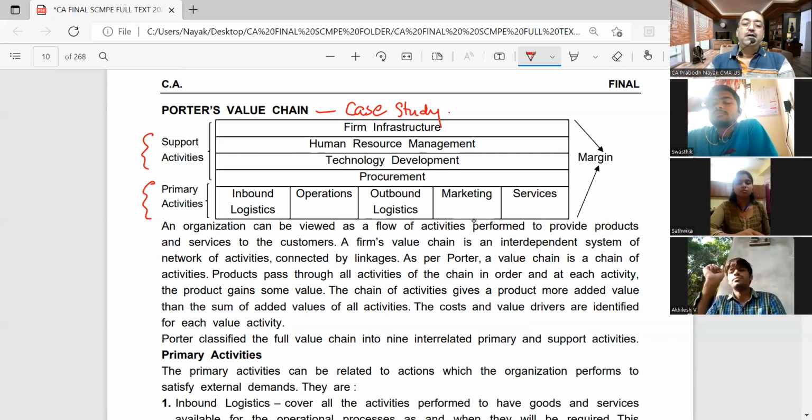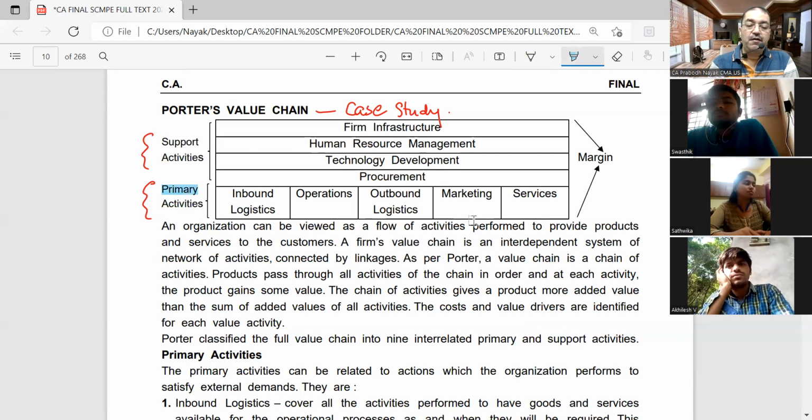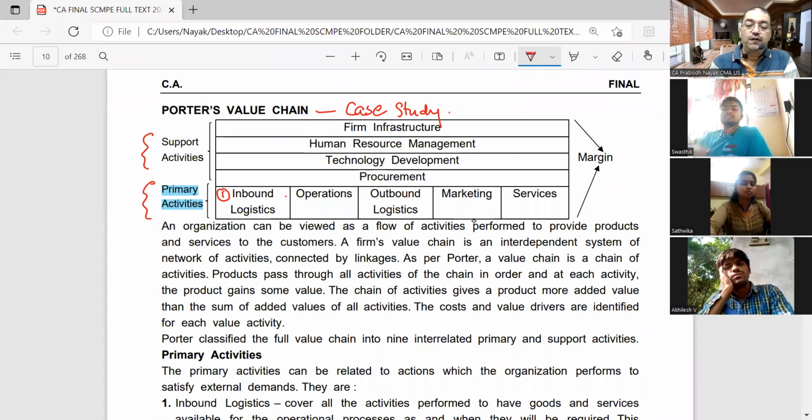What is that order? First is inbound logistics. I'm looking at only primary activities. So in primary activities, what all comes? The first should be inbound logistics. Second should be operations. Third should be outbound logistics. Fourth, you can have marketing activities, and fifth, you can have services. Study in the same order.